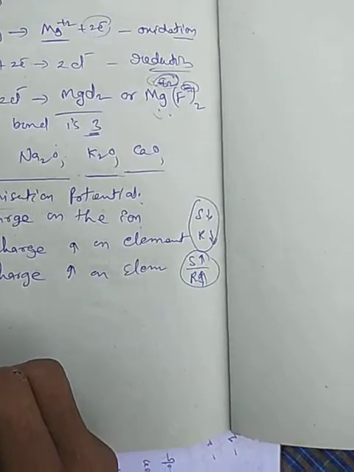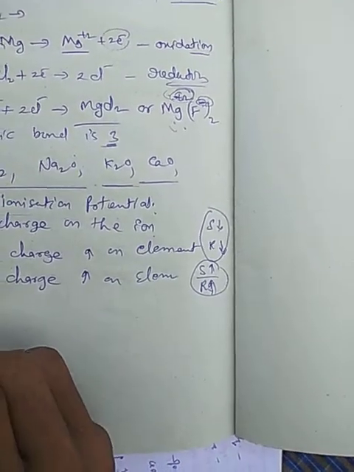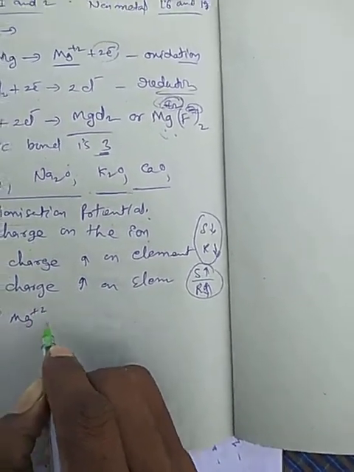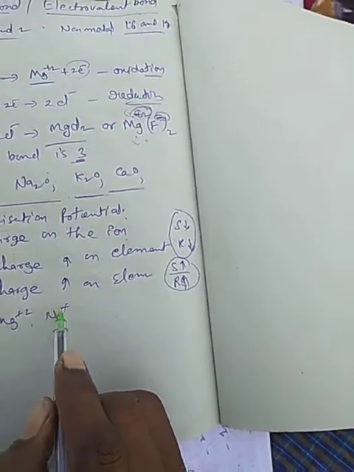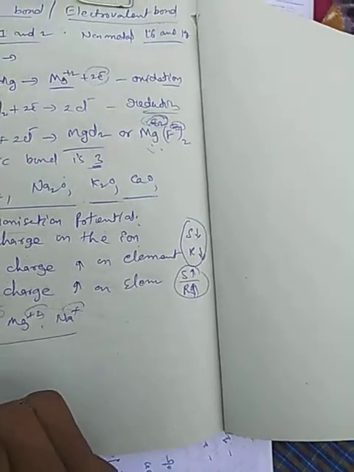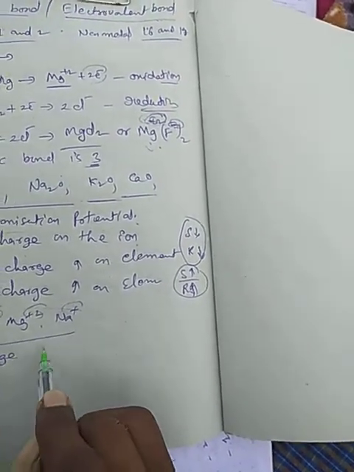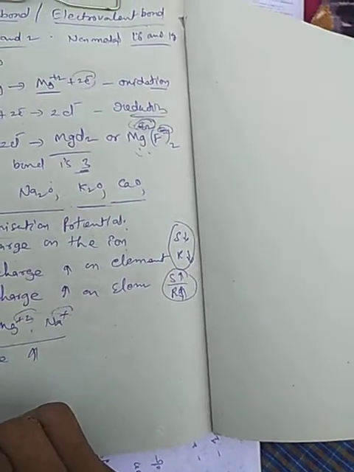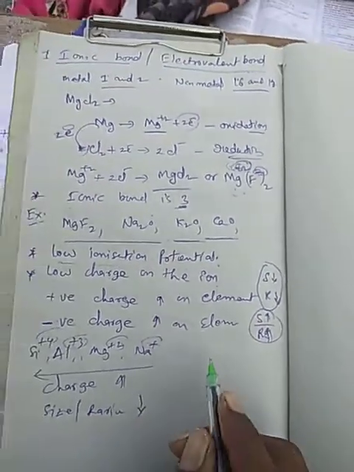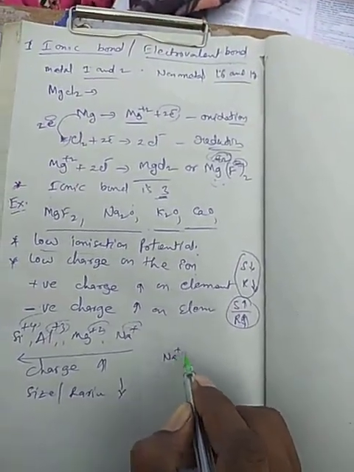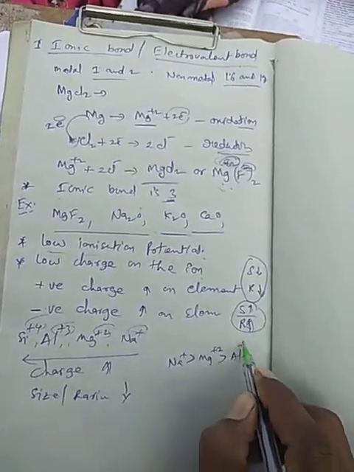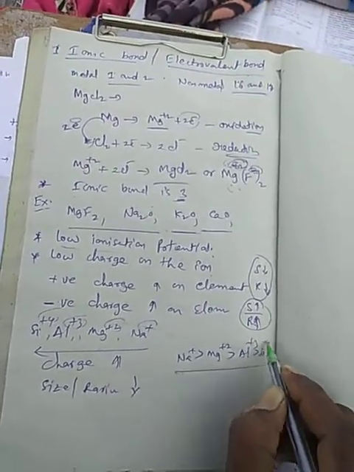For example, for positive ions: Si4+, Al3+, Mg2+, Na+. From plus 1 to plus 4 the charge increases, but the size and radius decrease. The order of radius is Na+ greater than Mg2+ greater than Al3+ greater than Si4+.